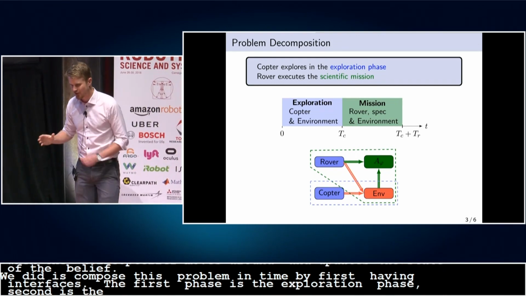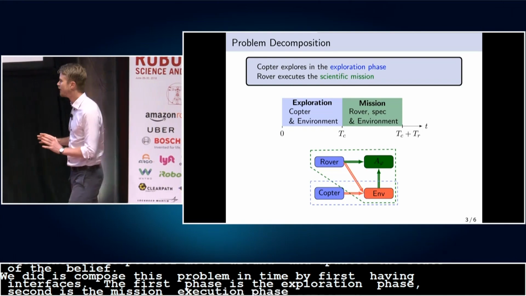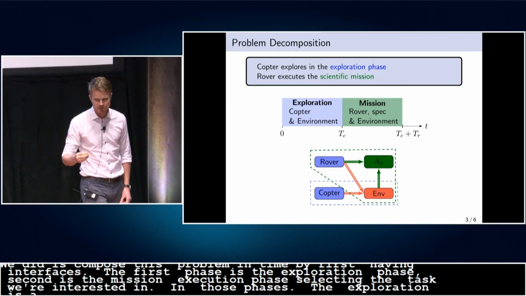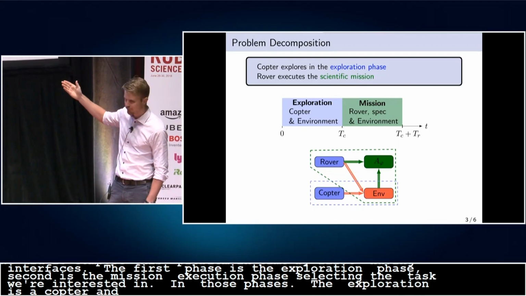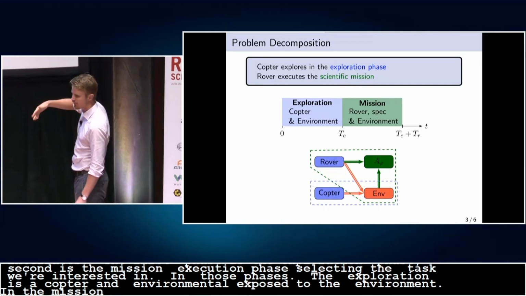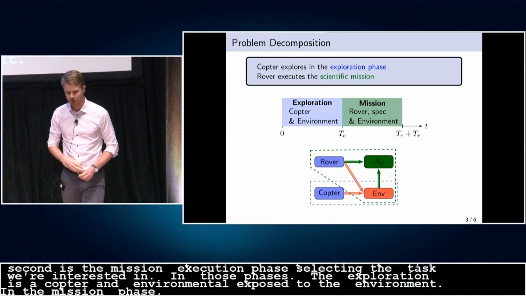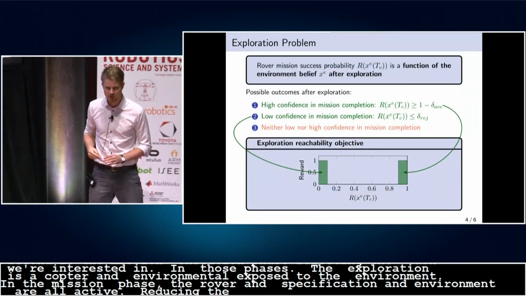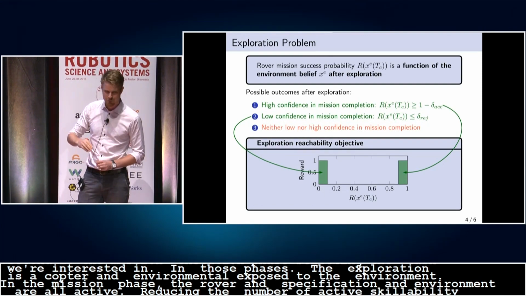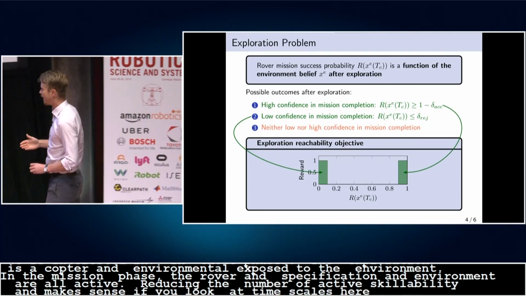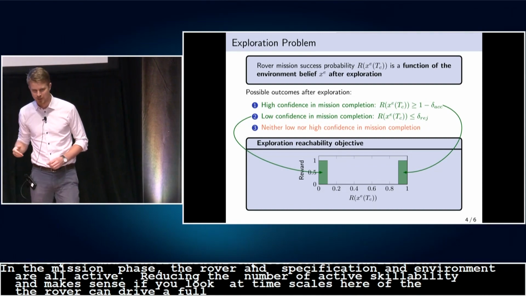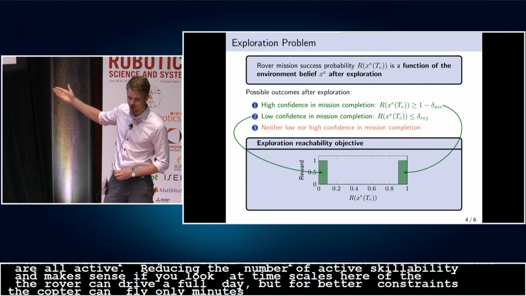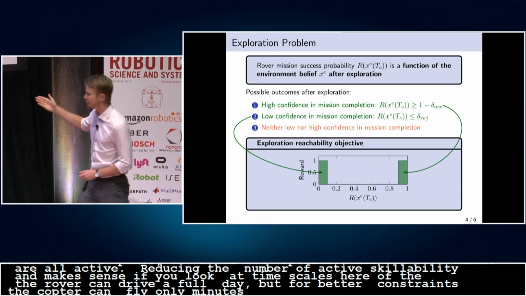In each phase, only a subset of those four components are active. In the exploration phase, the copter and environment are active, and the copter explores the environment. And in the mission phase, the rover and the specification automaton and the environment are all active. So reducing the number of active components helps a bit with scalability, and it also makes a lot of sense if you look at time scales here, because the rover can drive for a full day, but due to battery constraints, the copter can only fly for a few minutes. And this decomposition also allows us to phrase an objective for what we want to achieve in the exploration phase.